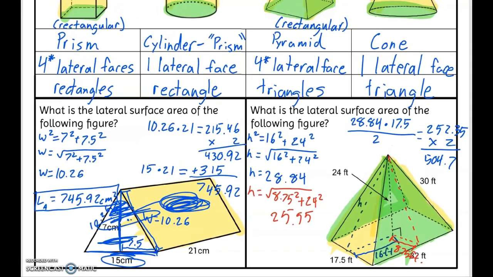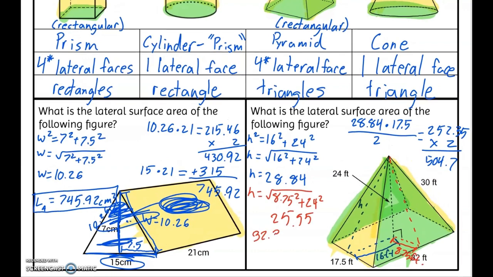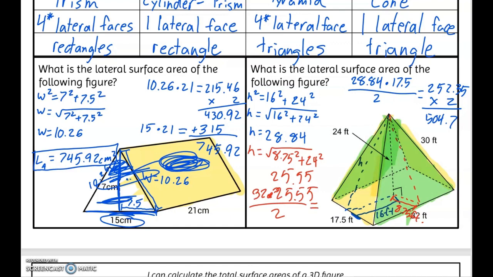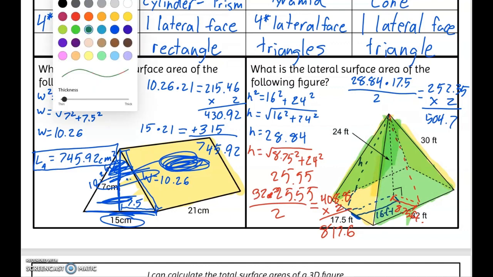Then we're going to do the same thing with the other triangles. So we've got 32 times 25.55 divide that by 2. So when we divide that by 2, we end up getting 408.8. Well, that only gives me one of my sides, and so we're trying to find the area of both of my greens together. So we're going to multiply that by 2. When we do that, we get 817.6.